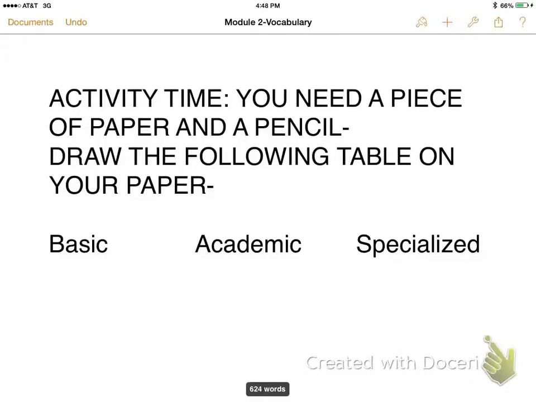All right, so here's an activity that we're going to do. You need a pencil and a piece of paper, and I want you to write in 3 columns at the top of your paper, basic, academic, and specialized. That's what we were just talking about. I want you to go there. I'm going to give you a minute to do that.